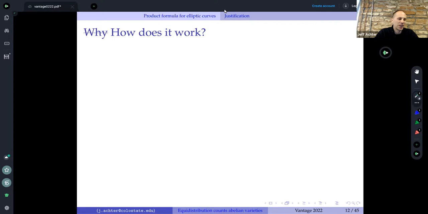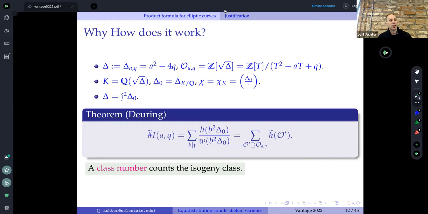All right, sorry. So here is the deal. There's a lot of notation. I'm going to guide you through it as best I can. So delta is the discriminant of the polynomial. If I take Z of T mod the characteristic polynomial of Frobenius, then I get some quadratic order. So let K be this quadratic imaginary field, and delta naught is the fundamental discriminant of this, the discriminant of this field, and chi is the quadratic character of this. This is all data which you can read off easily from the Frobenius polynomial. And so then delta is some conductor times this fundamental discriminant.